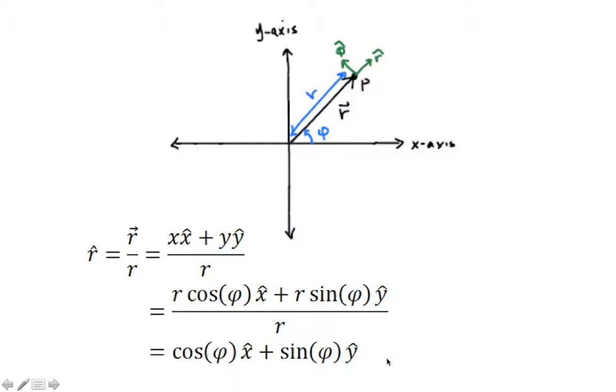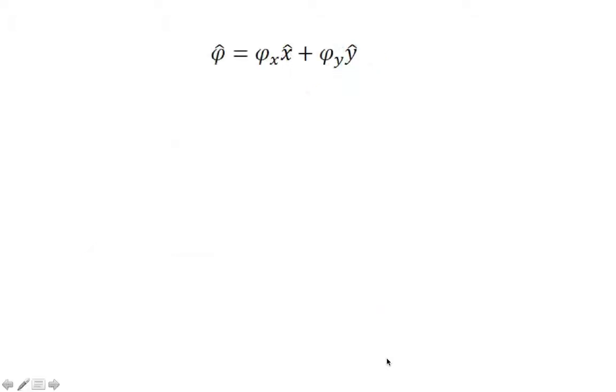Now let's go ahead and find phi hat. We know phi hat is going to have a component along the x hat direction, and we'll call that phi x, and it's going to have a component along the y hat direction, and we'll call that phi y. What we want to do is figure out what those components are. The other thing that we know is that it must have a dot product with r hat of 0 because these are perpendicular to one another.